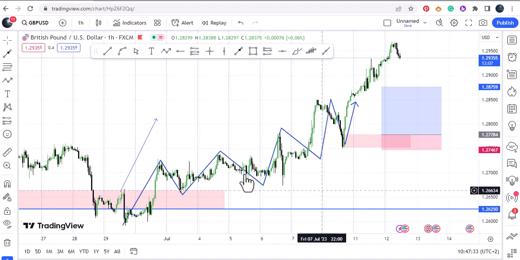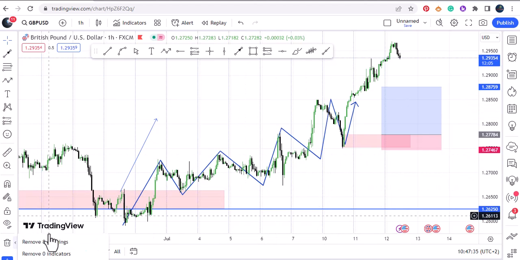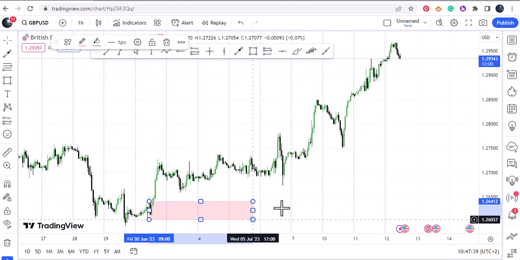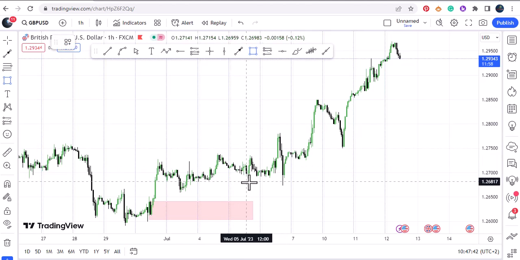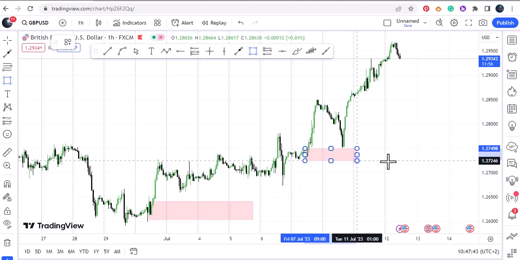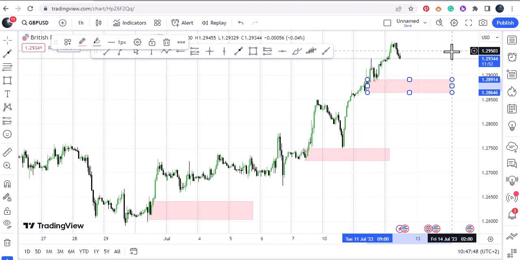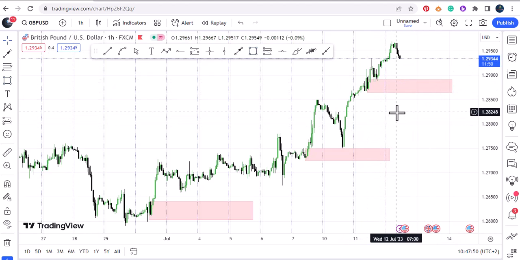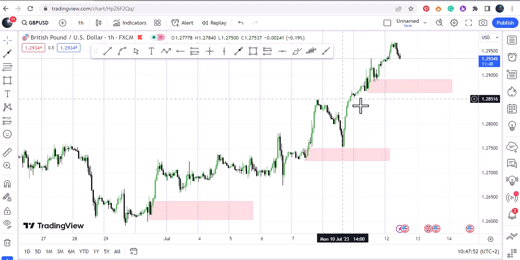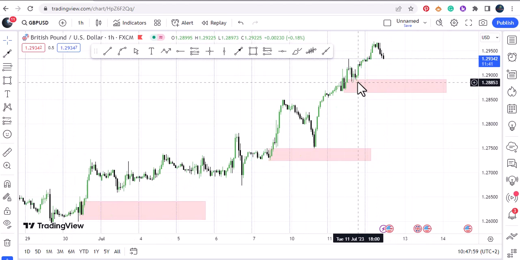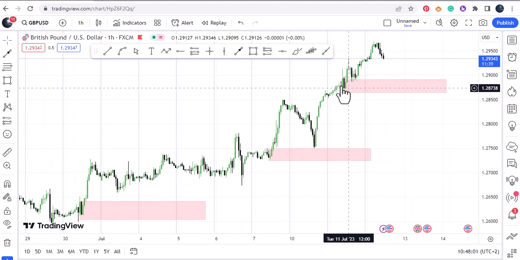Let's just delete everything so you guys can clearly see what we are doing. You are now identifying the order blocks that make sense, the order blocks that are very high probability to be retested. So I mark this order block so that you guys can see that this is not a very good order block. Why? Because it was formed and it was retested, so it's not fresh.